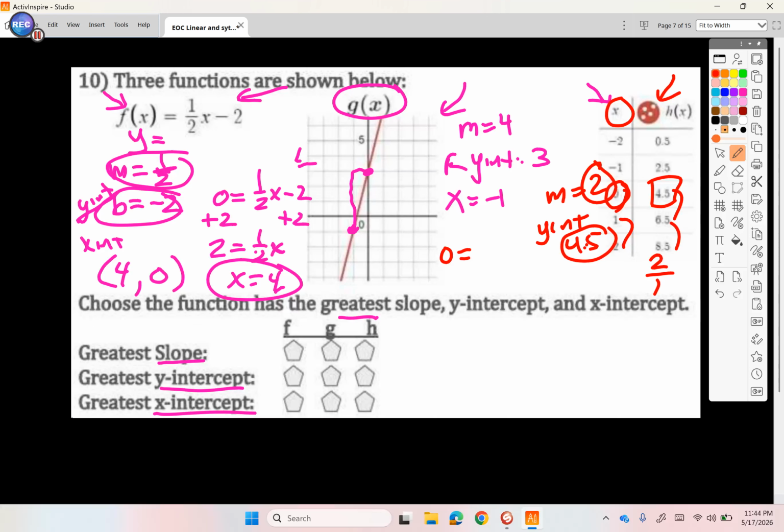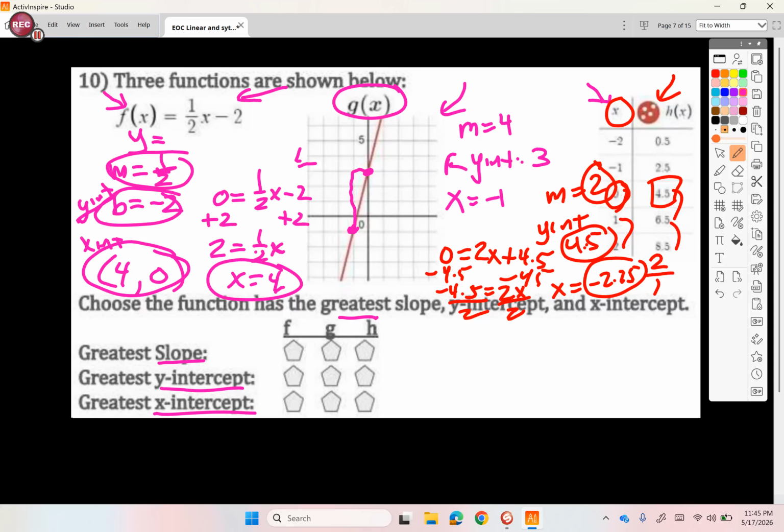So 0 equals 2x plus 4.5. We plug in the two values we got for slope and y-intercept, and we solve. Already we see we're subtracting 4.5 from 0, which is -4.5. You're going to divide by 2, and it gives you x equals -2.25. Either way, you know that's not going to be the answer because we got positive 4 over here.